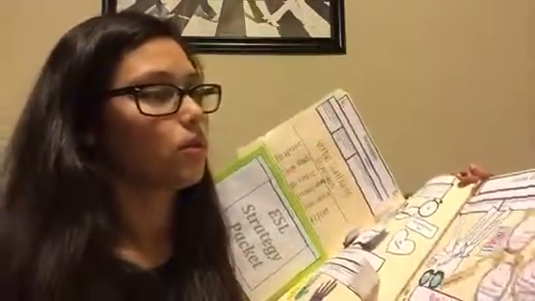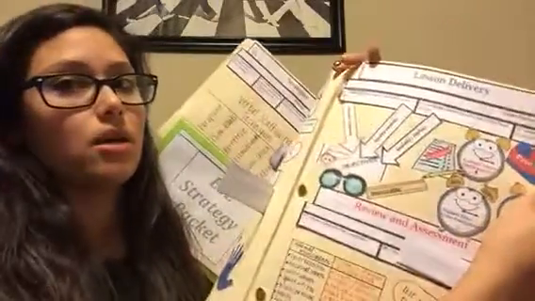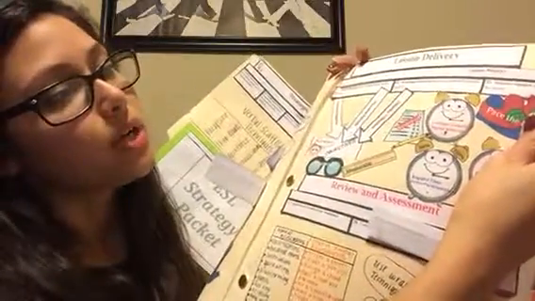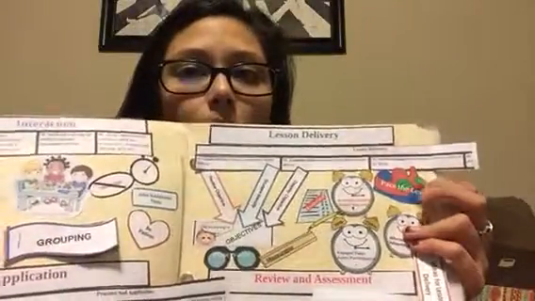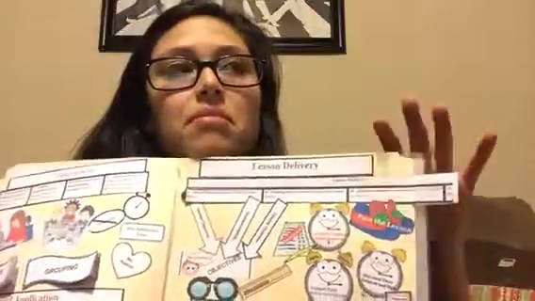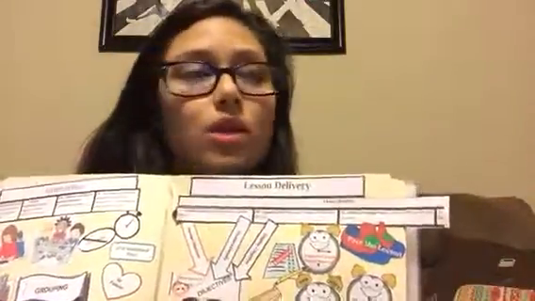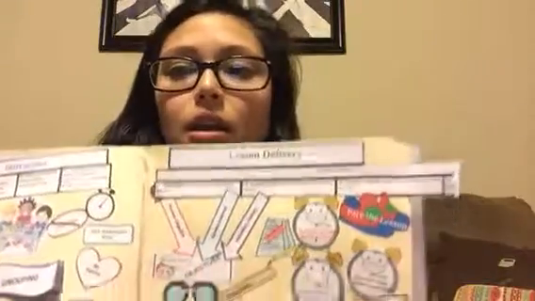Lesson delivery 23, 24, 25: content objectives, language objectives, and students engaged. Always make sure that the objective is measurable and observable. Pace the lesson. I like this because if you're going too fast, slow down. If you're going too slow, maybe speed it up a little bit because you can tell that they're understanding.